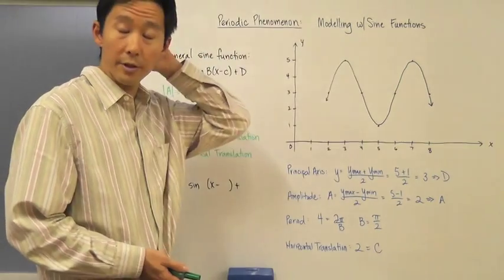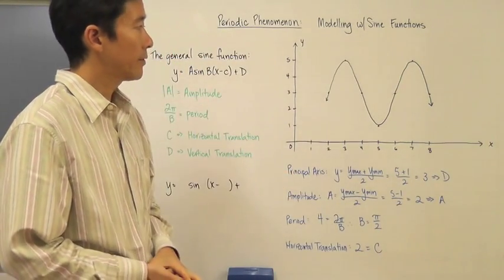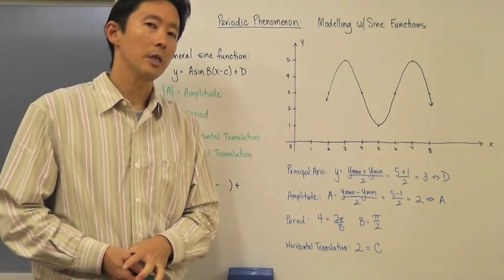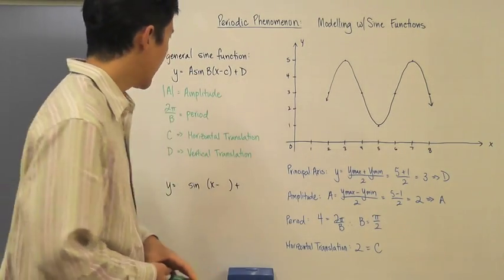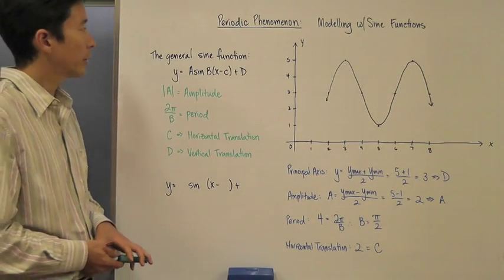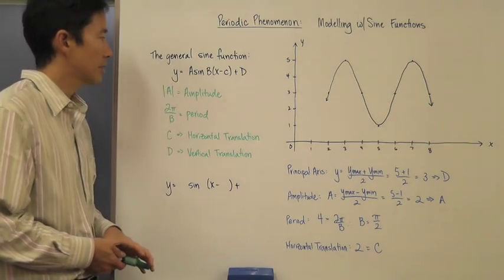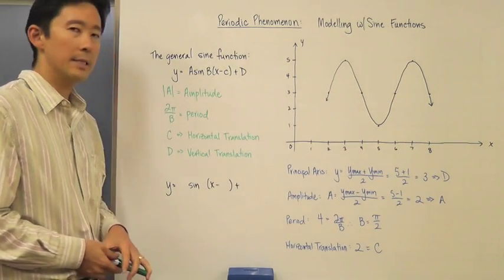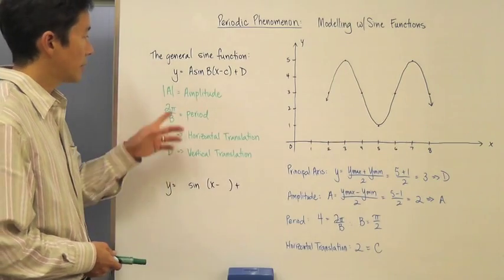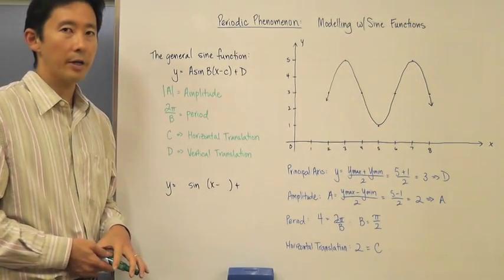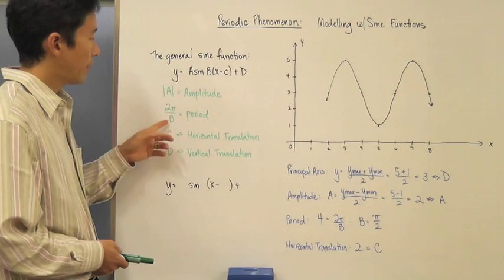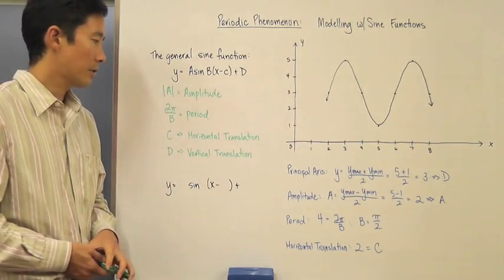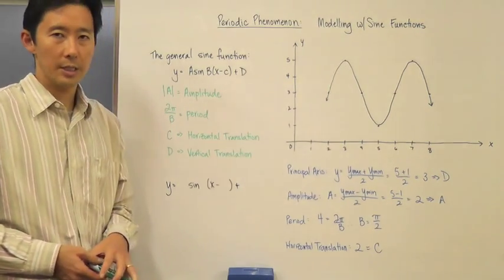Here we have a sine function, and given what we have, it's a little difficult right now to determine what the equation will look like. But one thing that we do know is that the general sine function is y equals a sine b times the quantity x minus c, plus d. So we said that the amplitude is the absolute value of a, 2 pi over b is the period, c represents the horizontal translation, and d the vertical translation.